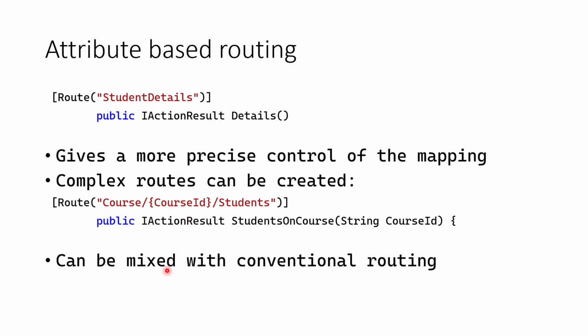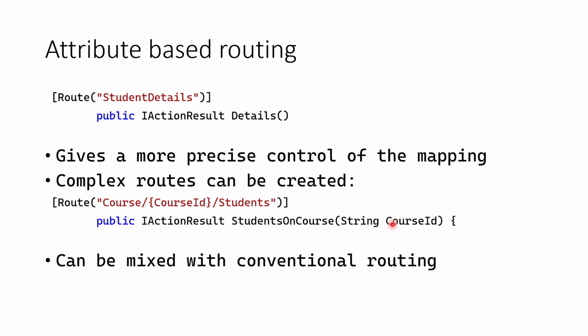It can be mixed with conventional routing, and that's what is done here. And the rule is that if an endpoint has attribute-based routing, then it will not be hit by conventional routing.